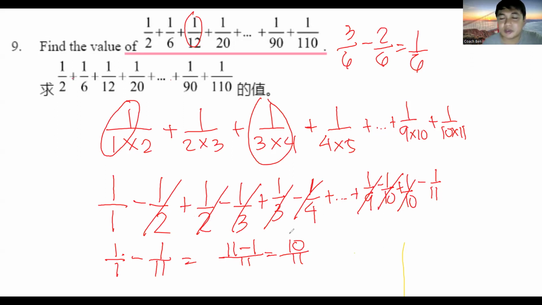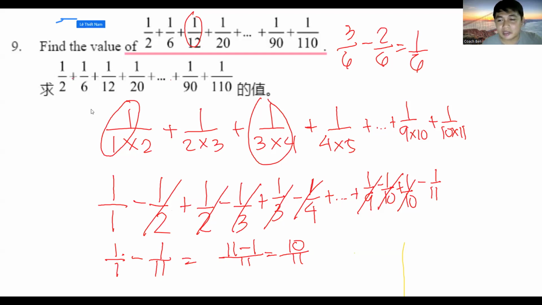Okay? So the answer for number 9 is just 10 over 11. Are there any questions for number 9? Okay, a lot of your classmates also answered 10 over 11. Okay, very good.